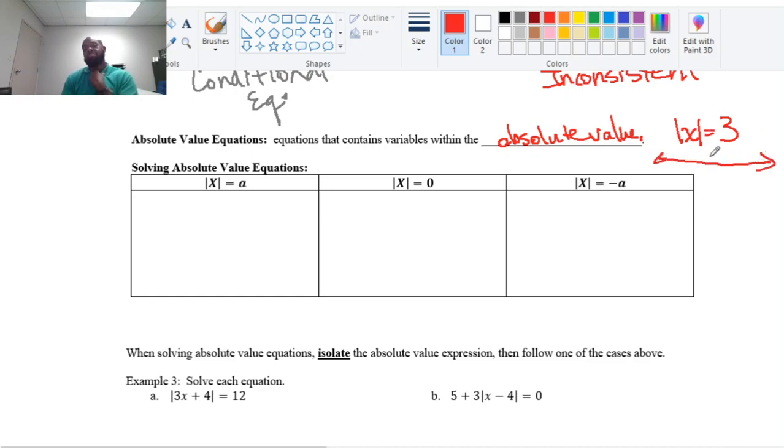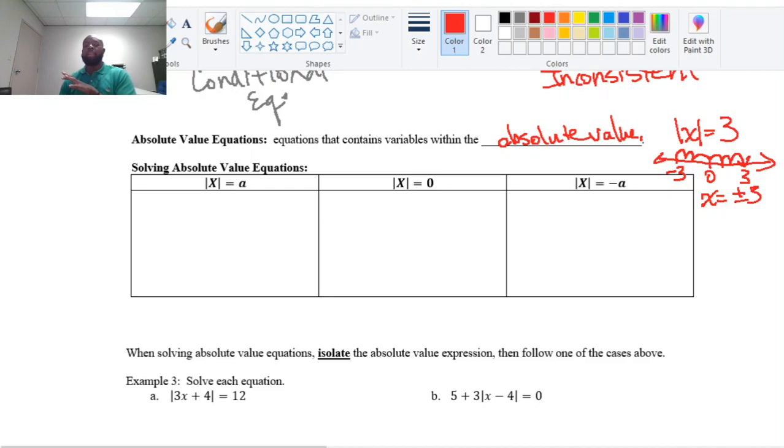And so you could draw a number line. Go 1, 2, 3 units to the right and you get to 3. And if you go 3 units to the left, you get to negative 3. So your solution is basically x equals plus or minus 3. That is how you can solve an absolute value equation, right?